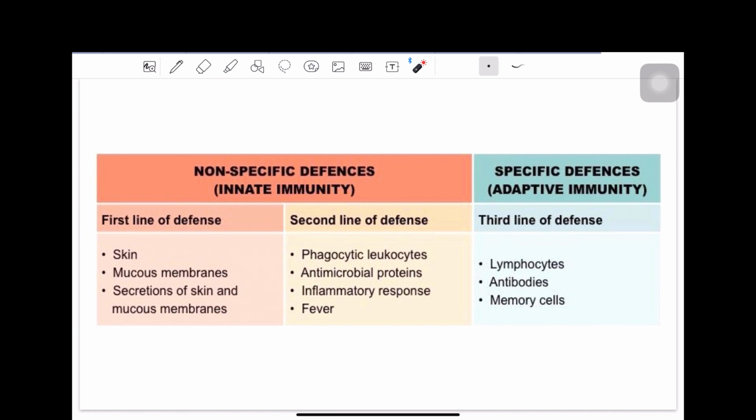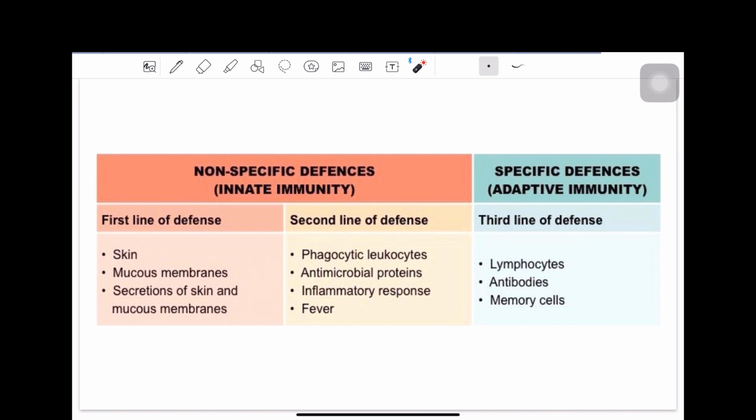So therefore, it cannot enter our body. And also the mucous membranes that line, for example, our mouth is covered with mucous membrane, the gut is covered with mucous membranes. So these are also the first line of defense that prevents the entry of any pathogen. And also the secretions of the skin and mucous membrane.